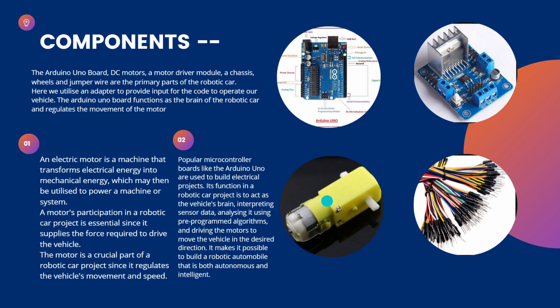Then the electric motor, this image. An electric motor is a machine that transforms electrical energy into mechanical energy, which may then be utilized to power a machine or system. A motor's participation in a robotic car project is essential since it supplies the force required to drive the vehicle. This is a very important component. Now again, I have described a little bit more about the Arduino Uno, which can be used in further complex projects. Now I will move further.